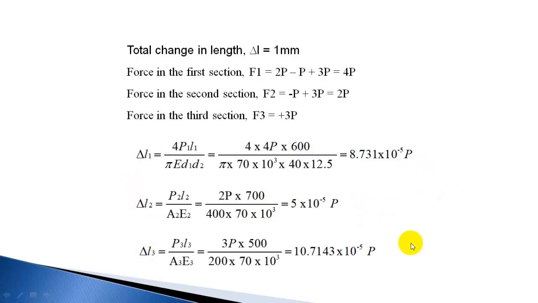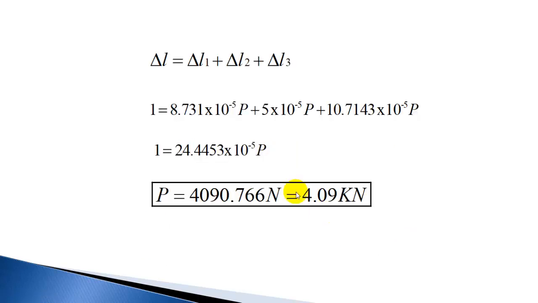Add all three deformations, which will give the total deformation. The total deformation delta L is delta L1 plus delta L2 plus delta L3, and we know that delta L is 1 mm, it should not exceed 1 mm. Add all three values, all in terms of P, and the right side will be in terms of P. You can solve for P: 1 divided by this gives 4090.766 Newton or 4.09 kilonewton. So this is the value of P.